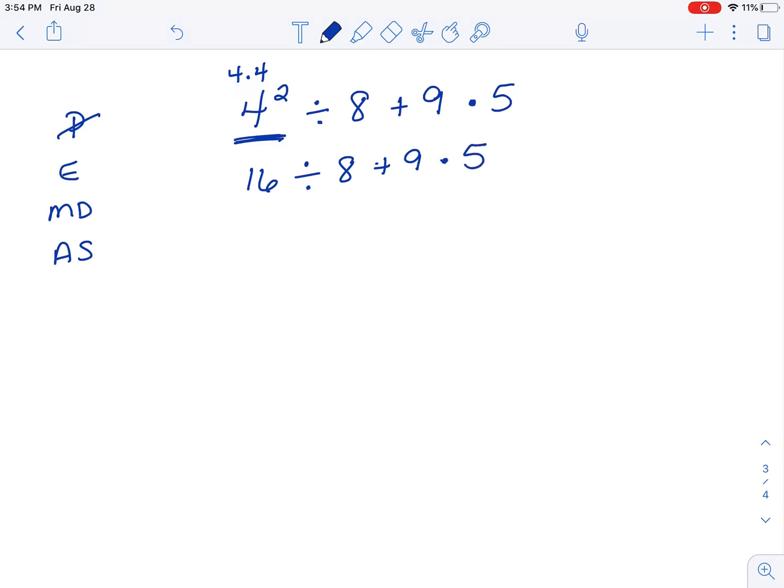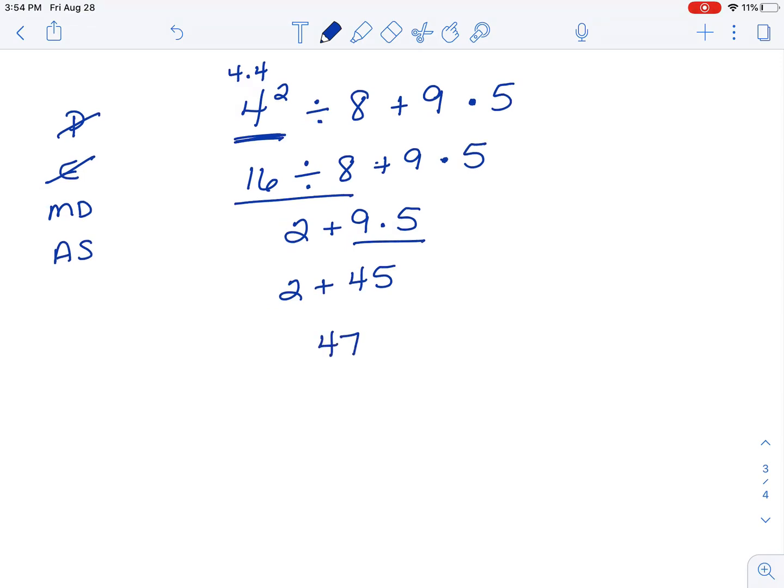Do I have any more exponents? No, I don't. Do I have any multiplication or division? I have both. So I go from left to right. First I'm going to do this. 16 divided by 8 is 2. Bring down the rest of it. Do I have any more multiplication or division? Yes, I do. Right there's some multiplication. So bring down the 2 and add. And 9 times 5 is 45. And finally, all I have left to do is add, which will give me 47. So these are our examples to look at, and we will talk about it in class.